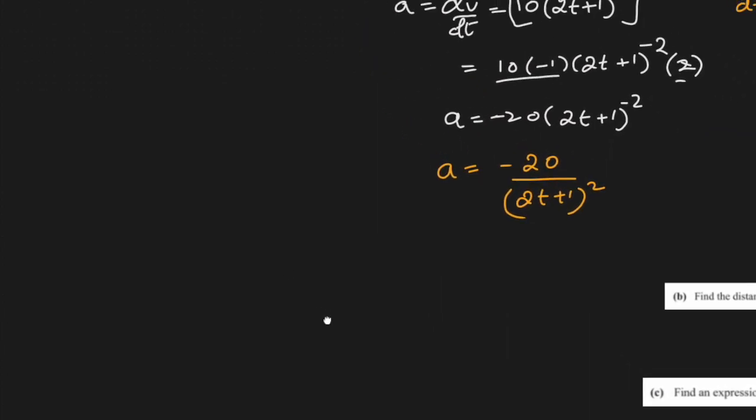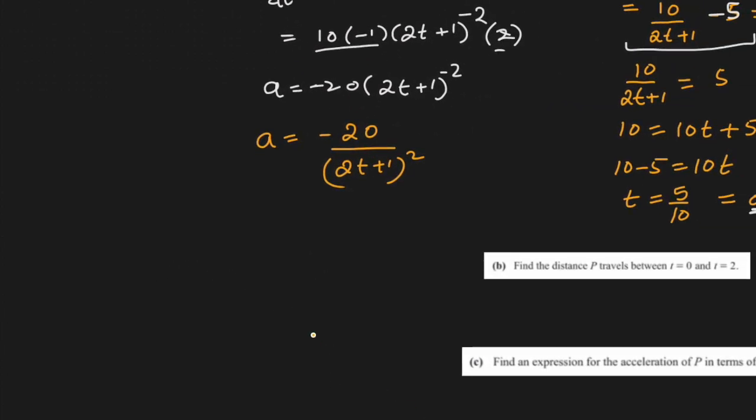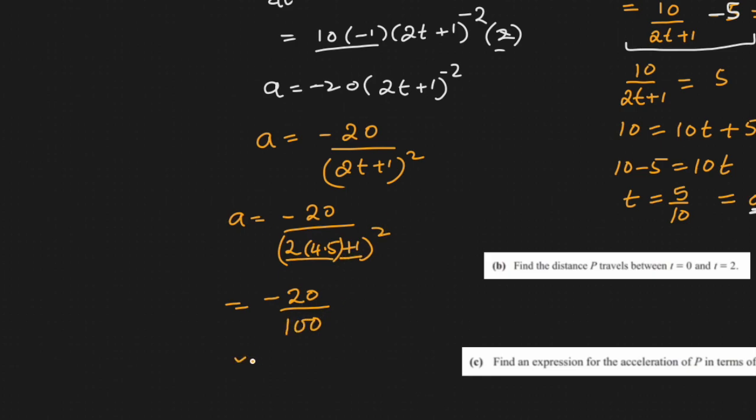There is a D part also. Find the acceleration when t is 4.5. So that means in this acceleration we'll have to put t equal to 4.5. So acceleration equals minus 20 over (2 times 4.5 plus 1) squared, minus 20 over (4.5 times 2 is 9, plus 1, 10) squared, which is 100. So which is minus 0.2 meters per second squared. Okay, got it.